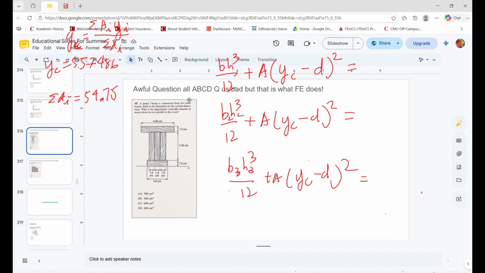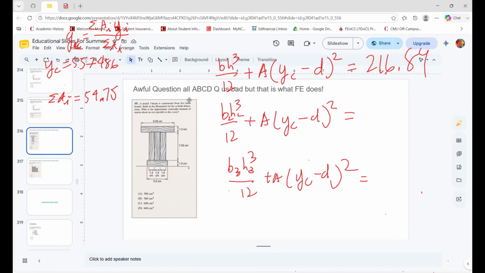You forgot the square, man. The square is necessary here. Okay, square. And make sure it's squared properly. So I get 216, which probably is correct.